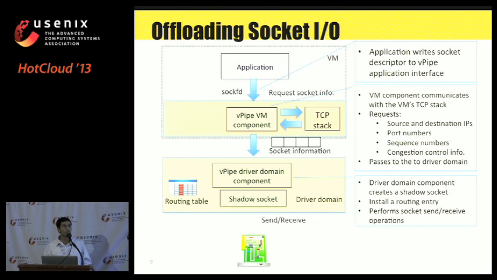There's one more thing we need to do. We need to add a routing table entry to the driver domain's routing table so that the packets going to the VM that belongs to the connection get routed to the shadow socket. Once we do that, we have a fully functional socket at the driver domain layer. Now we can use standard send and receive operations at the driver domain to do the socket operation.